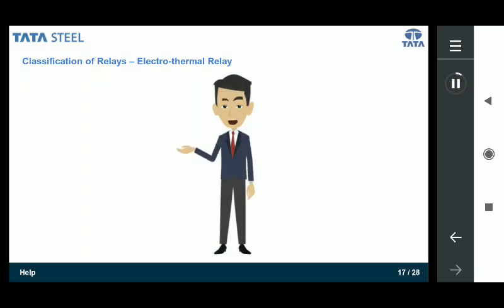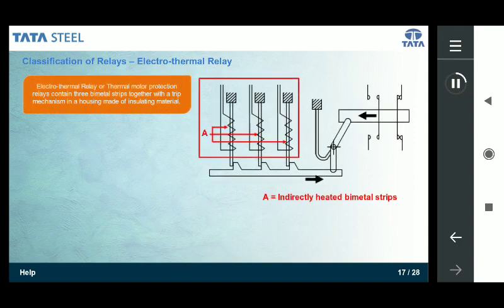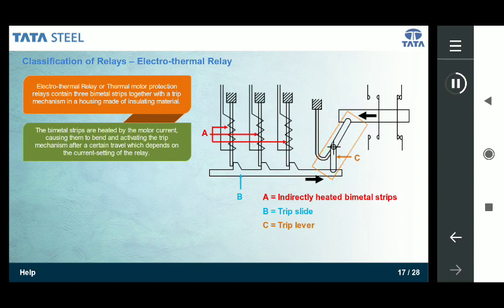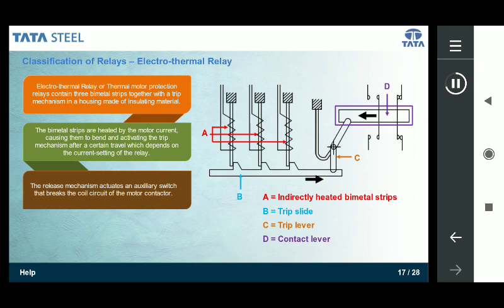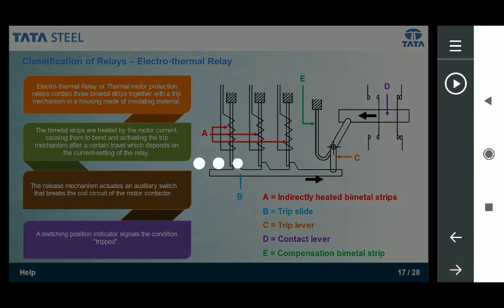Let us now look at the next type of relay, which is the electrothermal relay. Electrothermal relays, or thermal motor protection relays, contain three bimetal strips together with a trip mechanism in a housing made of insulating material. The bimetal strips are heated by the motor current, causing them to bend and activating the trip mechanism after a certain travel, which depends on the current setting of the relay. The release mechanism actuates an auxiliary switch that breaks the coil circuit for the motor contactor. A switching position indicator signals the condition tripped. You can also see a compensation bimetal strip in the diagram.